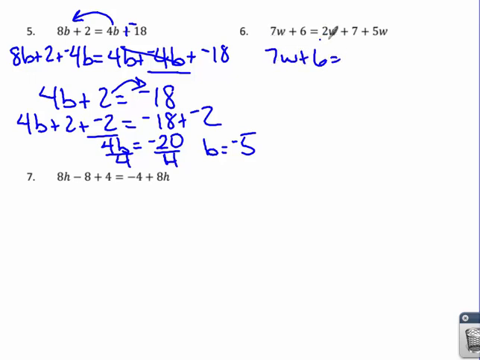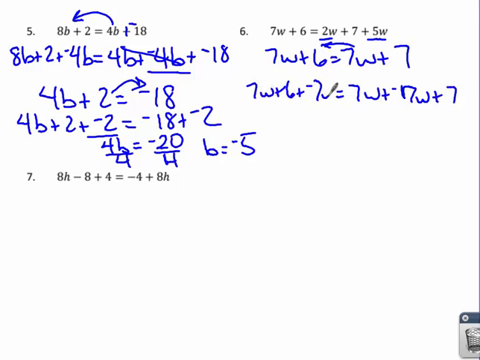But on the other side I have a 2w and a 5w that could go together to give you 7w plus 7. Now at this point you should begin to notice something. I have a 7w on the left and a 7w on the right. So something strange is going to happen. So I'm going to move this 7w over. So 7w plus negative 7w plus 7 is equal to 7w plus 6 plus negative 7w.